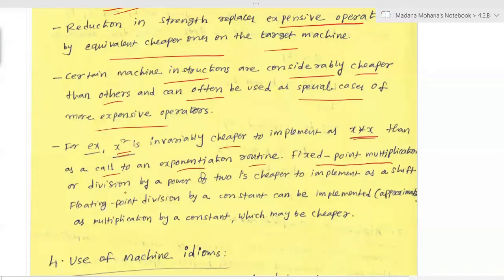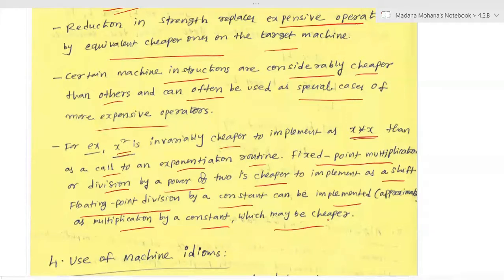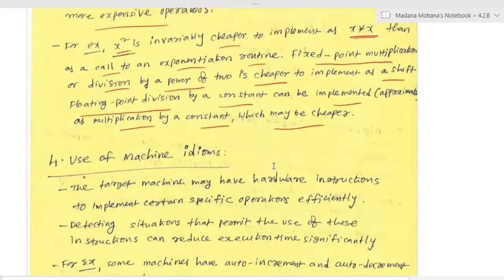Fixed point multiplication or division by a power of 2 is cheaper to implement as a shift. Floating point division by a constant can be implemented approximately as multiplication by a constant, which may be cheaper one. So like that. So x square can be written as x into x, then the fixed point multiplication or division by a power of 2, which are cheaper one, like that.